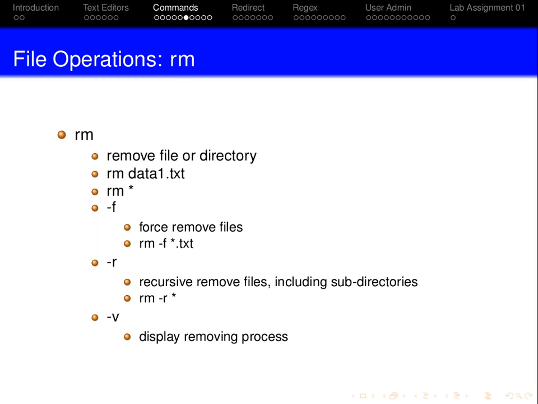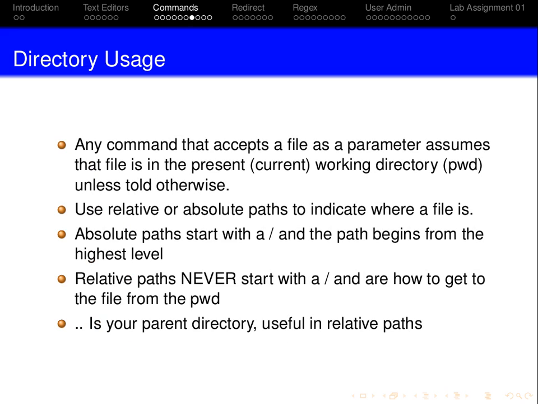rm will remove. You can remove a file. If you do a star, it removes everything in your current directory. -f forces a remove, so if there was a read-only file, it wouldn't ask you, it would just do it. -r recursive removes all the files, including subdirectories, and -v will tell you what it's removing as it's doing it. So you can watch your entire system go down? Sure. So it deletes everything? Mm-hmm. But it does slow it down significantly because you have to print.